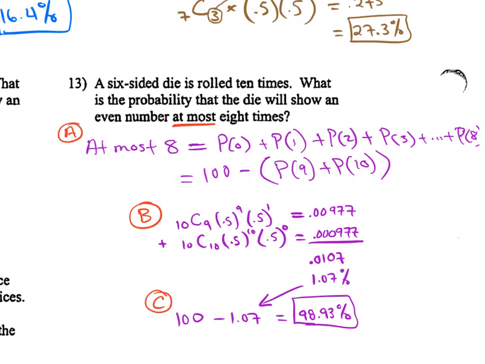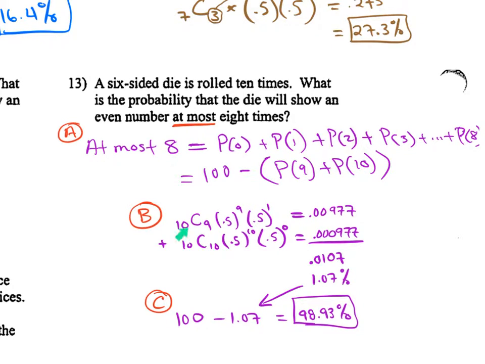And that's the more efficient way of doing this. So, again, the probability that it will happen at most 8 times is the same thing as finding the probability that it happens more than 8 times, which would be 9 times or 10 times, because the die was only rolled 10 times. So probability 9 times or 10 times added together, subtracted from 100. So that's what we're going to do. So we're going to find the probability of rolling it 9 times, probability of rolling it 10 times, and then we're going to add that together.